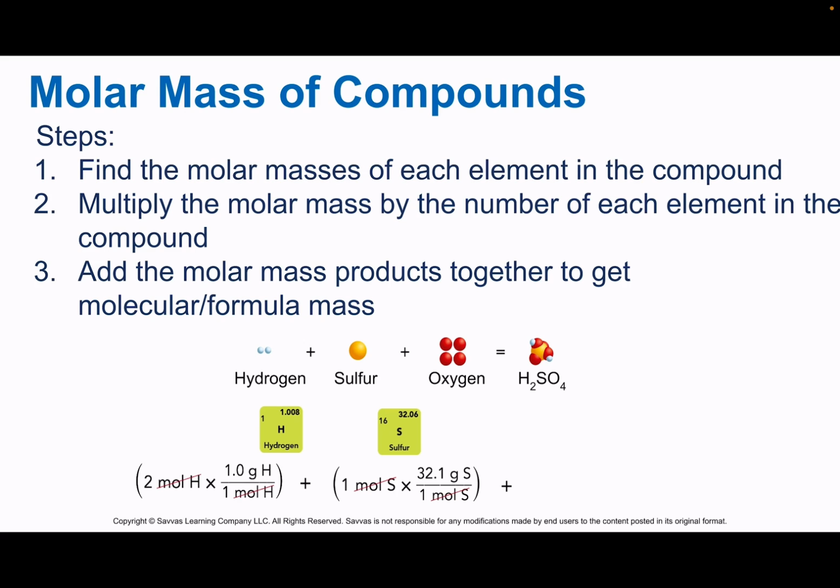Sulfur, there's just 1. And then oxygen, there's 4. So you'll notice we have a 4 multiplying by 16 there. And what we're going to get is a total. In this case, 98.1 grams per mole. So let's practice doing that together.